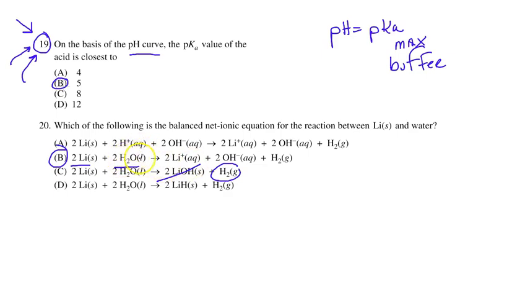We keep the water together, not broken up, because water is a terrible electrolyte. It doesn't like to break apart. I know that because its Kw is 10 to the negative 14, very small. So its ions as its products don't really happen, so I keep it together.